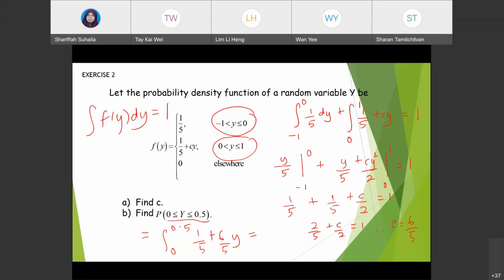Okay, 1 over 4. Okay, so we get 1 over 4 or 0.25. But this one? Okay, so that is the concept for continuous. So you will integrate over the range, but it depends on which probability satisfies the range.